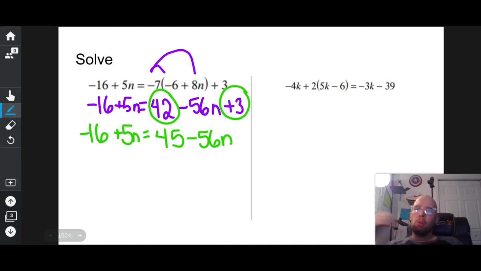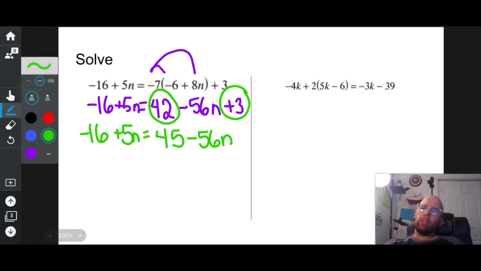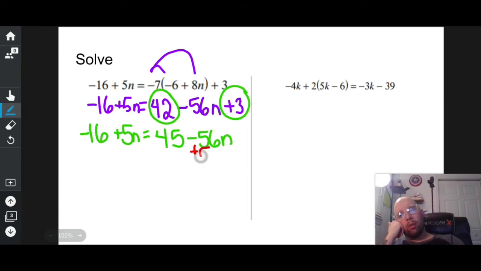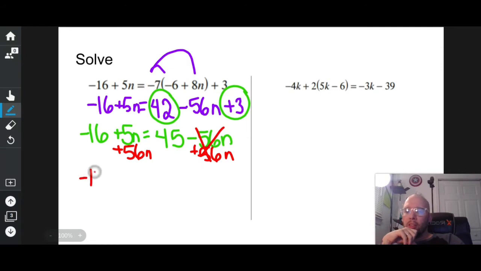Okay. What I'll do is I'll get rid of one of my variables first. I like getting rid of the smallest variable, and the smaller of the variables here is negative 56n. So I'm going to add 56n, and again, I'm doing this because I have variables on both sides of the equal sign. Cross you out. That gives me negative 16 plus 61n equals 45.